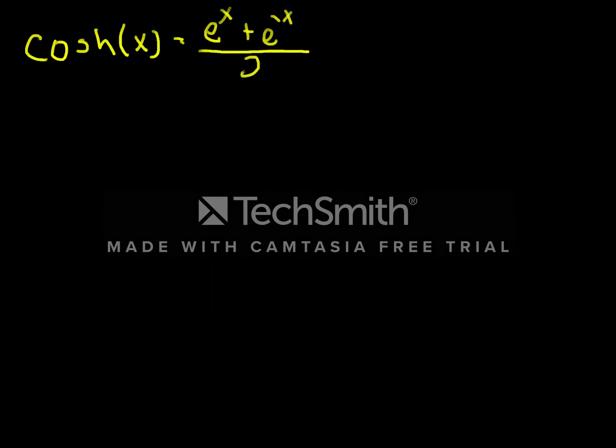all over 2. And its counterpart, the hyperbolic sine, is equal to e to the x minus e to the negative x. So it's e to the x minus e to the negative x all over 2.